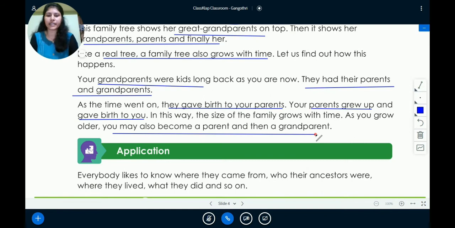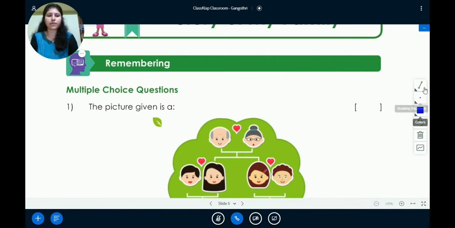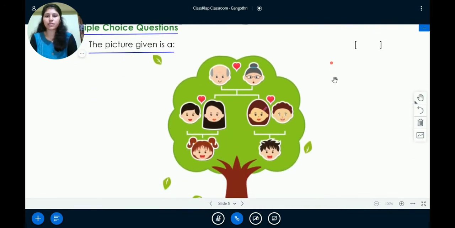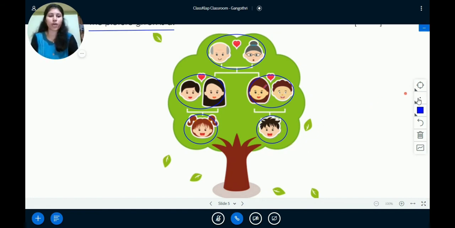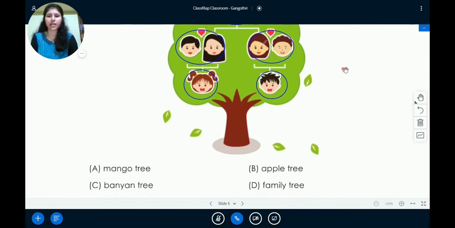Alright, now we have studied about family tree, grandparents, great grandparents. Now we will solve a few problems from the remembering section. Let us see what is there in the multiple choice questions. This question is, the picture given is a, okay, let me show you a picture. So you can see this picture, right? Wherein you can see grandparents here. You can see in this picture grandparents, parents, uncle, aunt, you, and cousin. Now you have to tell me what this picture is. Let me read out the options.